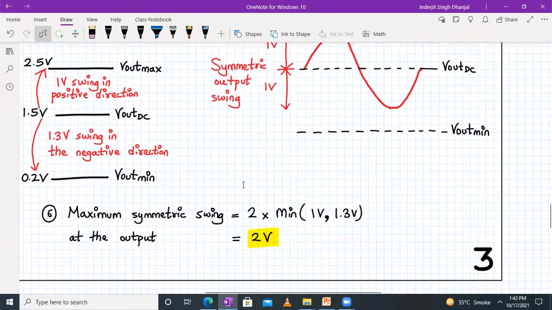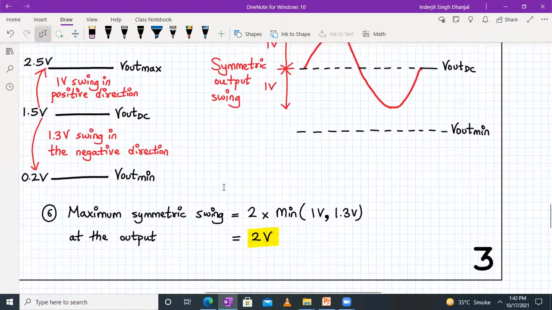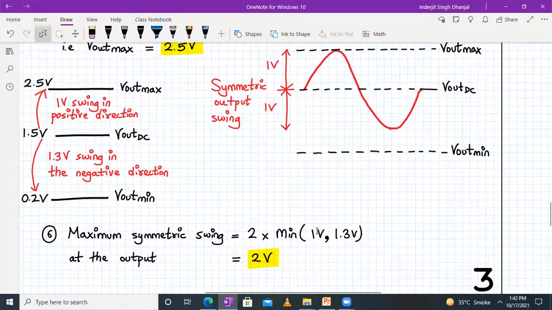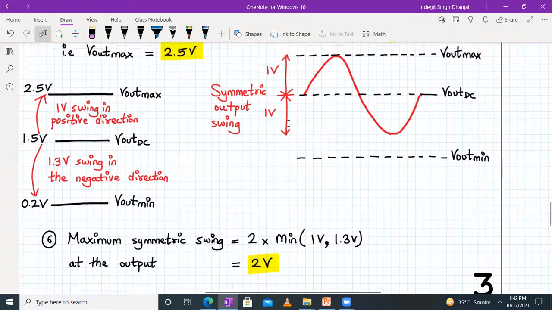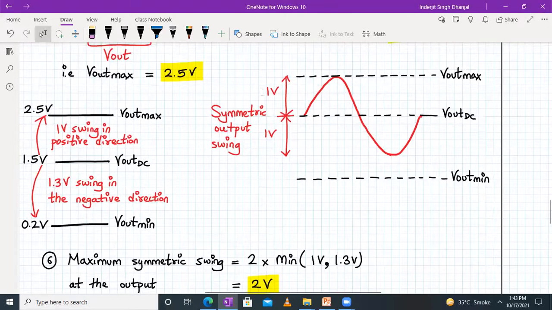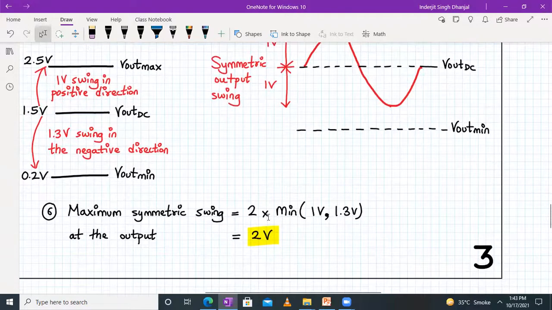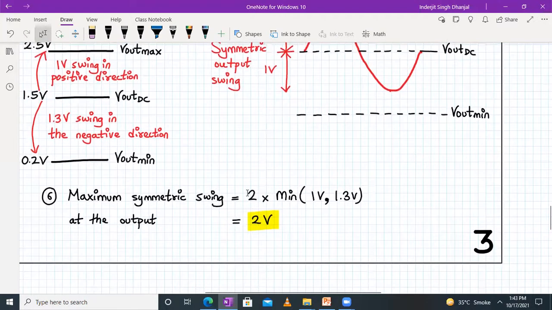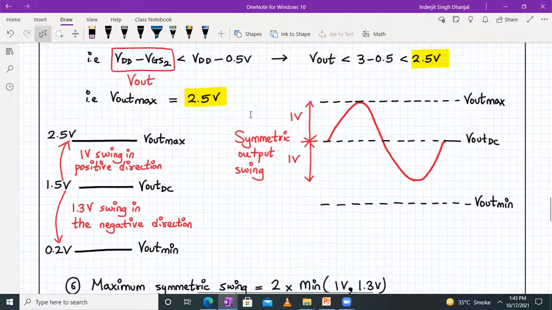Now let me explain this using numbers. Your maximum symmetric swing at the output will be twice the minimum of 1 volt, comma, 1.3 volt. Here it is 1 volt and 1.3 volt. If we wanted the maximum swing at the output, that would have been 1 volt plus 1.3. But we don't want that. We want a symmetric output swing. So that will be 1 volt plus 1 volt, or twice the minimum of 1 volt, comma, 1.3, which is 2 volt. So this is my maximum symmetric swing at the output for the given amplifier. Okay, and this point will fetch you the remaining 5 marks.